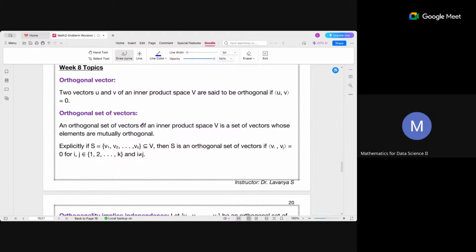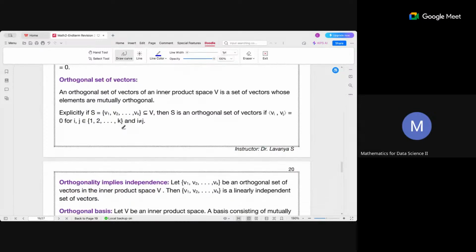Moving to week 8. In week 8, the main topic is orthogonal vectors and orthogonal transformation. So what is an orthogonal vector? Two vectors whose angle between them is 90, so the dot product is 0 when you consider the dot product. But if you are considering any inner product space, then the definition is inner product of u comma v is 0. So two vectors are orthogonal if the inner product of u comma v is 0. A set of vectors is orthogonal if the inner product of vi comma vj is 0 for every pair i, j where i is not equal to j. If for every pair the inner product is 0, then we say the entire set is orthogonal.